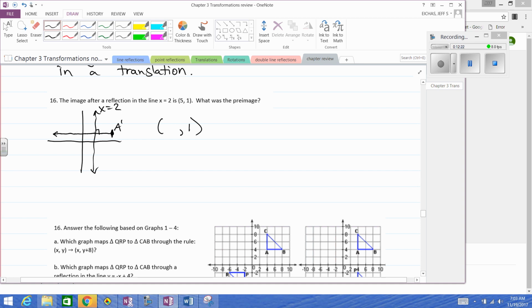Now, same distance away. From 5, 1 to the x equals 2, that's a difference of 3 units. So let's move 3 units this way, and we're going to hit at -1. So that's going to be the pre-image. A is going to be at -1, 1.